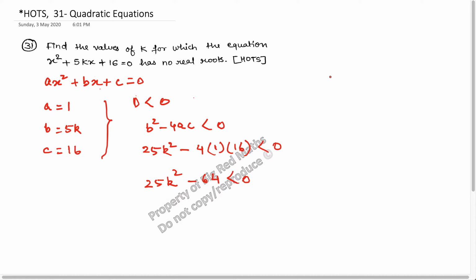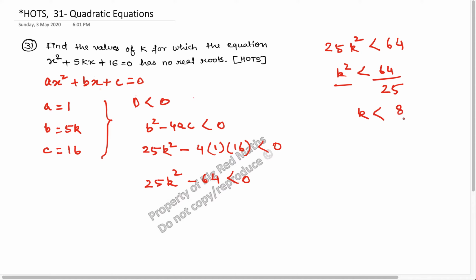Now I'll just do it here. So 25k square minus 64 should be less than 0, which means 25k square should be less than 64. Now look here, this is the tricky part. K square should be less than 64 by 25. If k square is less than 64 by 25, then k should be less than 8 by 5, but k should also be greater than minus 8 by 5.